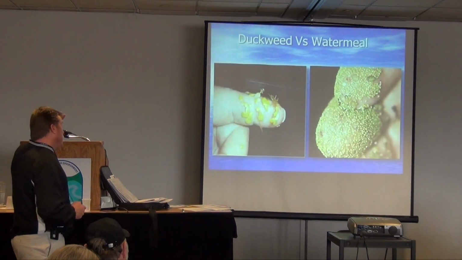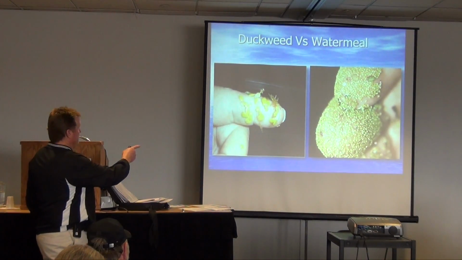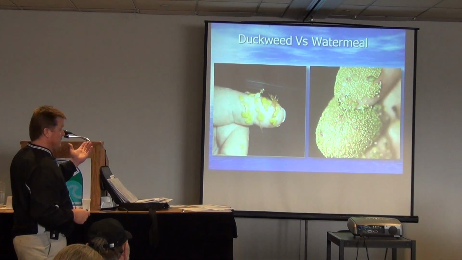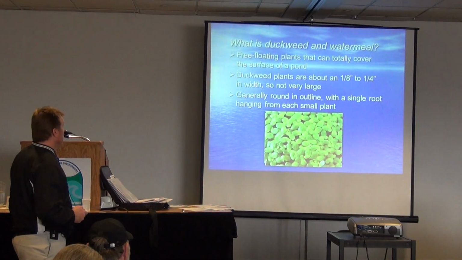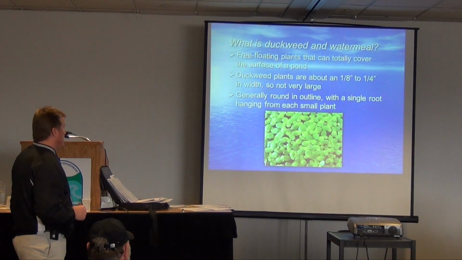Duckweed and watermeal. Duckweed is on the left, watermeal is on the right. The big difference is the size. The watermeal is very small. Duckweed is also very small, but watermeal is even smaller by comparison. They're free floating plants that can totally cover the surface of the pond, and you've all seen it, I'm sure.